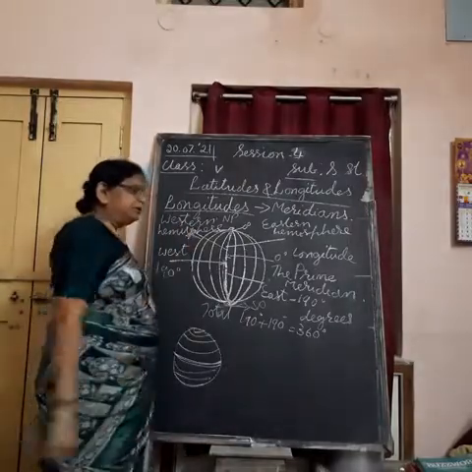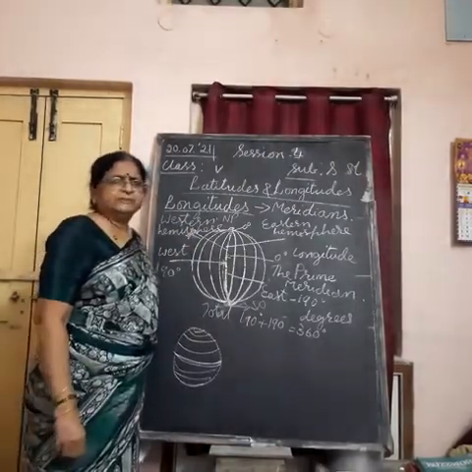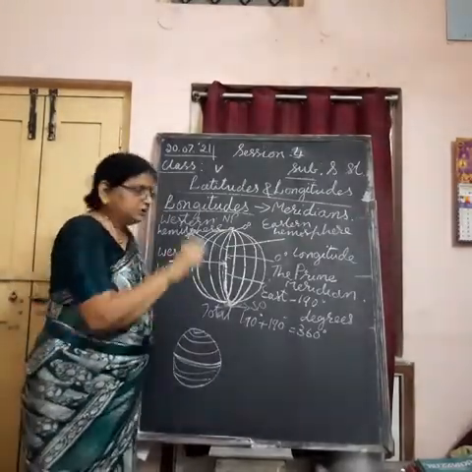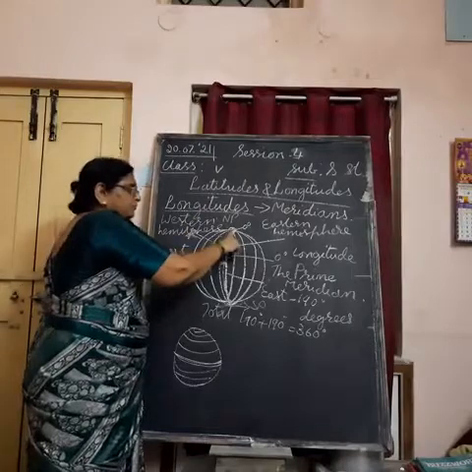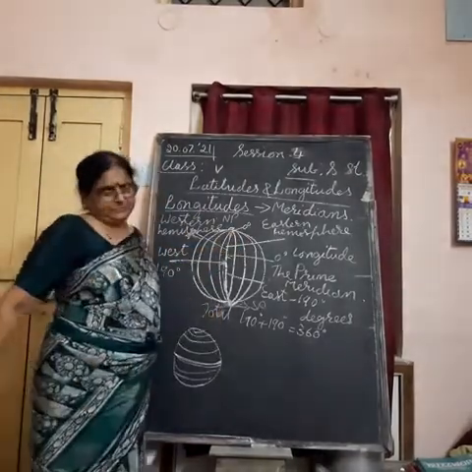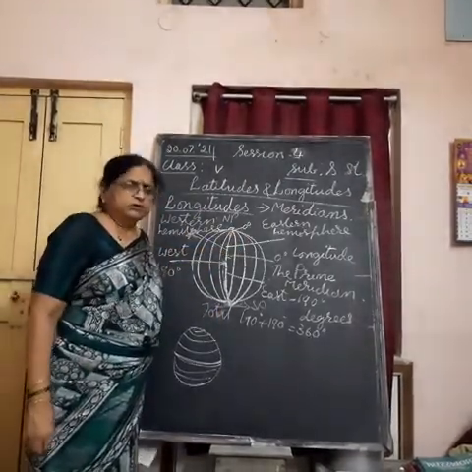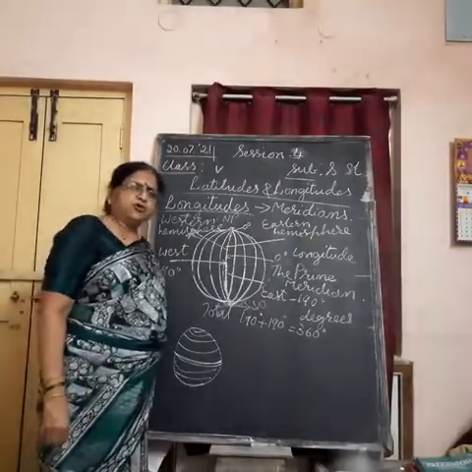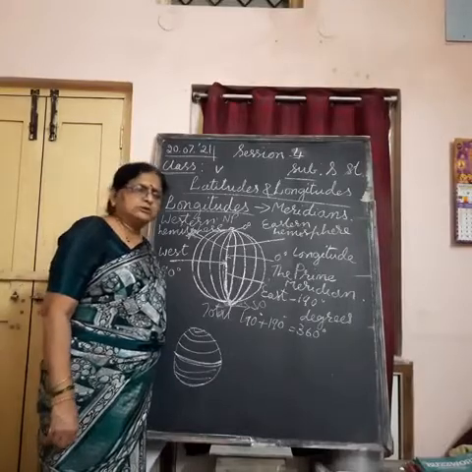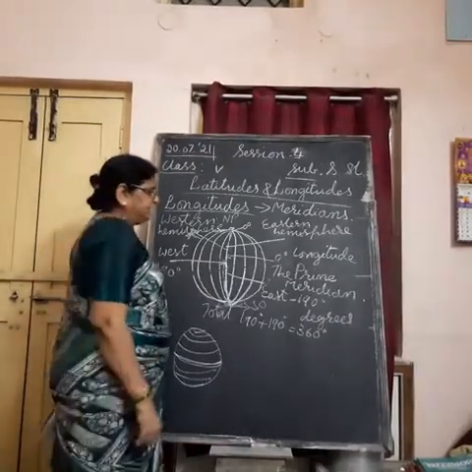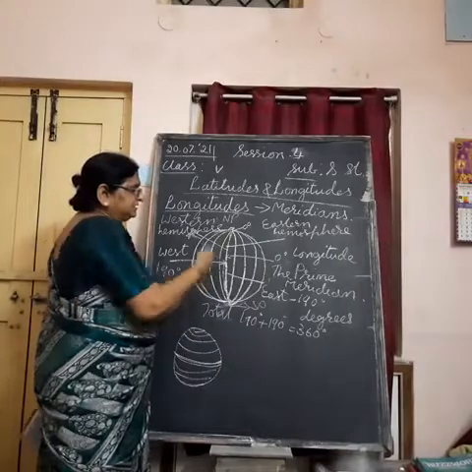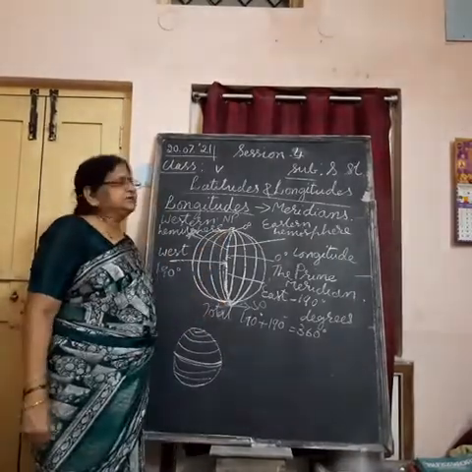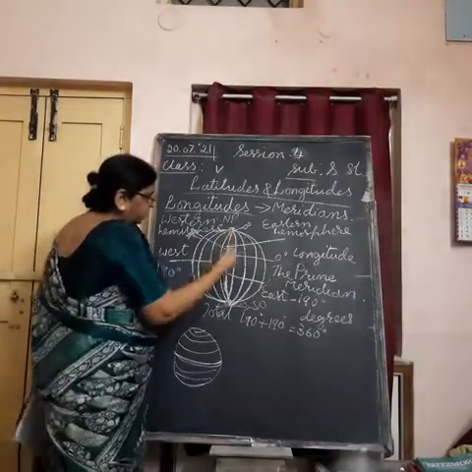So, what are longitudes? If I ask you the definition, longitudes are the imaginary semicircles drawn on the globe from north to south. Understand? And what is their main feature? They remain the same size everywhere. Their size will not change. And they are not parallel to each other.